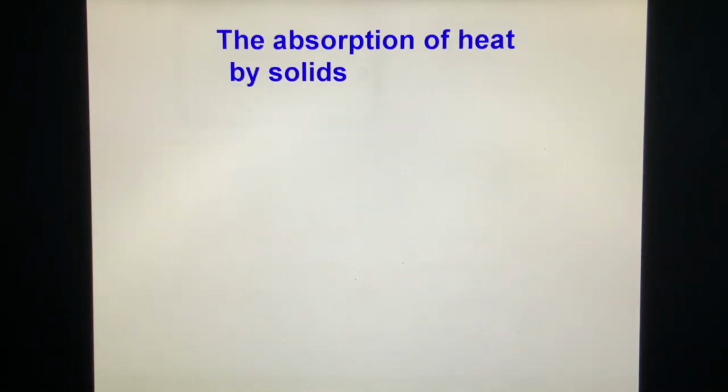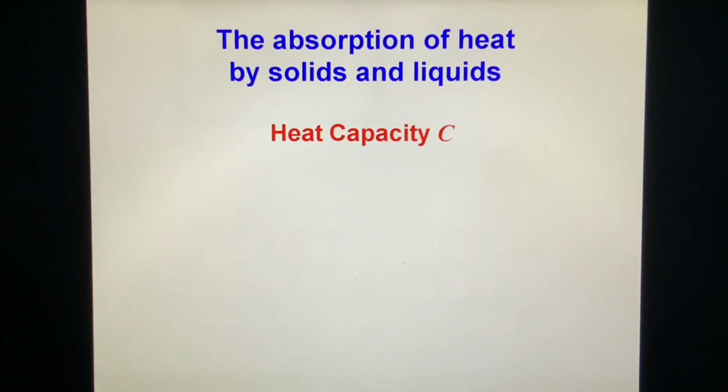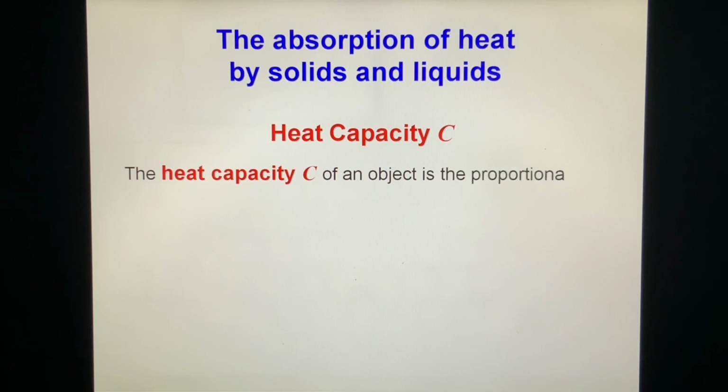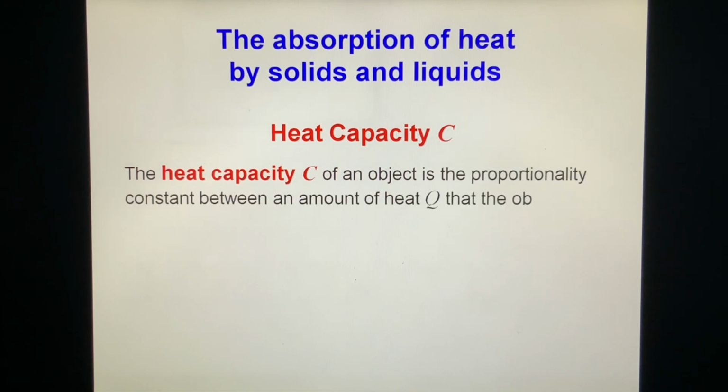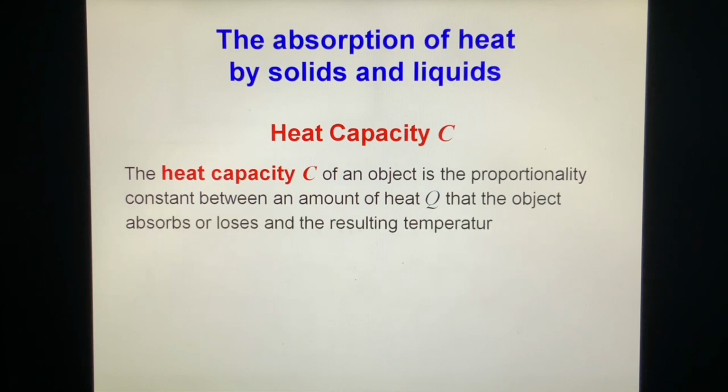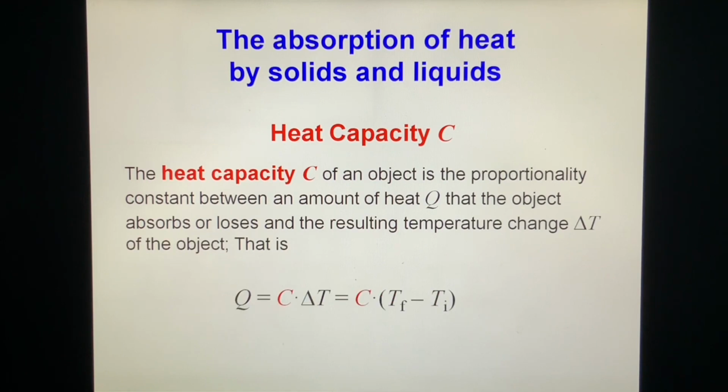The absorption of heat by solids and liquids. Heat capacity, C. The heat capacity C of an object is the proportionality constant between an amount of heat Q that the object absorbs or loses and the resulting temperature change, delta T, of the object. That is, Q is proportional to delta T. Okay, delta T is T final minus T initial.